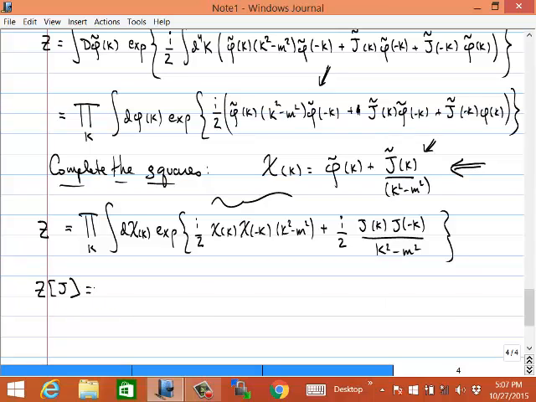So, what is z of j then? Well, you could do the chi integral if you wanted to. But the point is that it almost doesn't matter because it's completely independent of j. So whatever it is, it's just z at j equals 0. The j dependence just comes from the second term, which is the integral d4k, j of k, j of minus k, over k squared minus m squared.